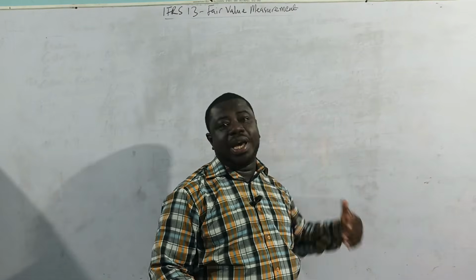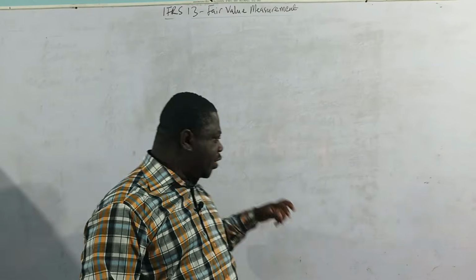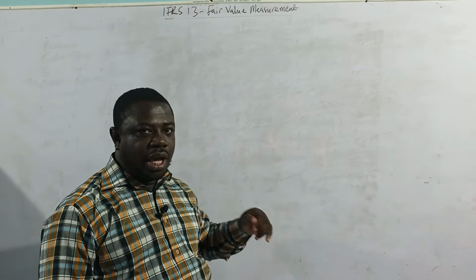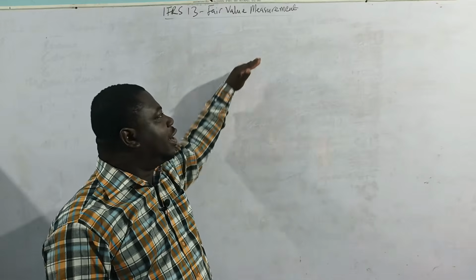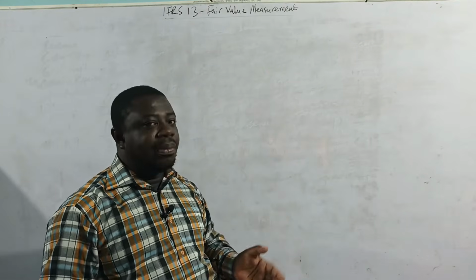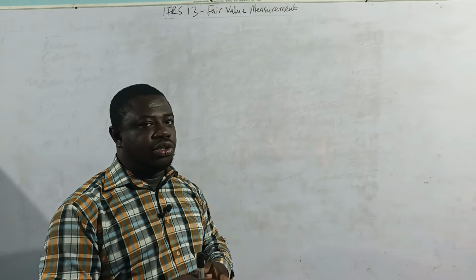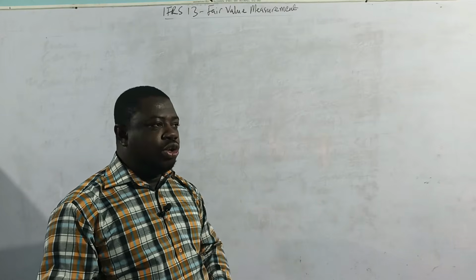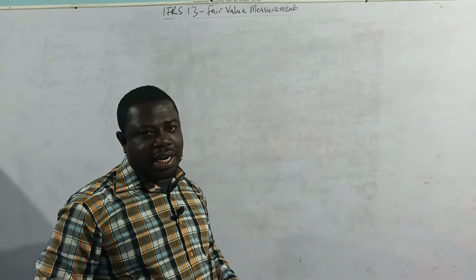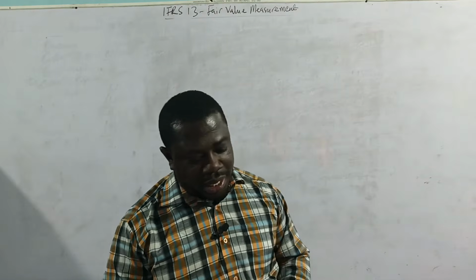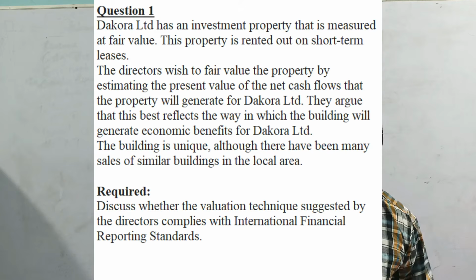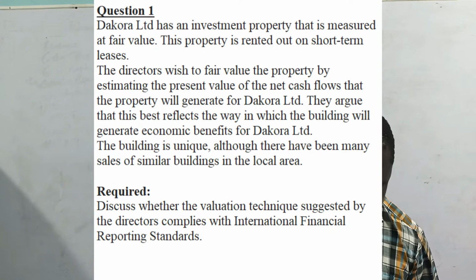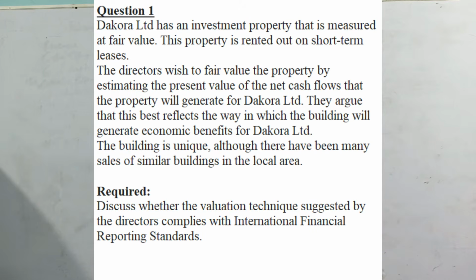Anytime they try to estimate a forecast of future cash flows, like we said, it's a level 3 input. And so they can only do that when level 1 and level 2 inputs are not available. But are they really not available? Let's continue to read. That is what they have chosen, and your job is to advise the company. So you need to explain to the company, and that is normally how these standards questions are given. Now let's continue reading. They argue that this best reflects the way in which the building will generate economic benefits for Dakra Limited. So you see the argument.